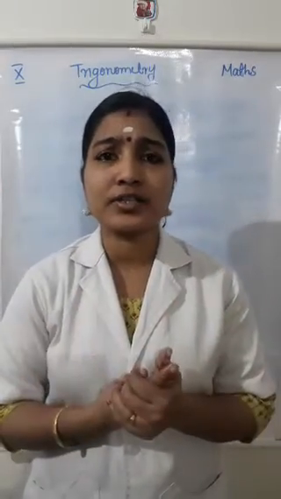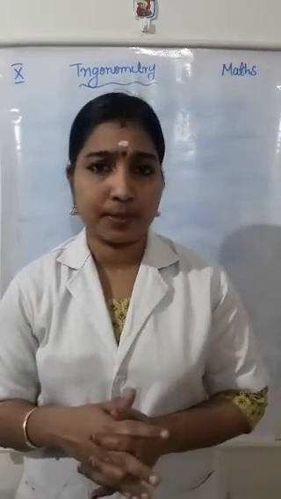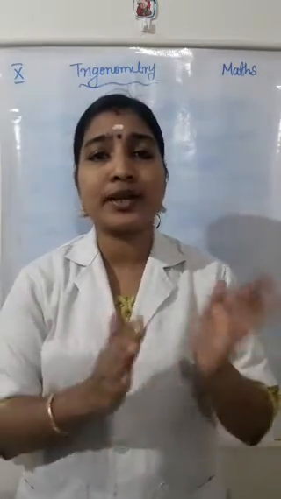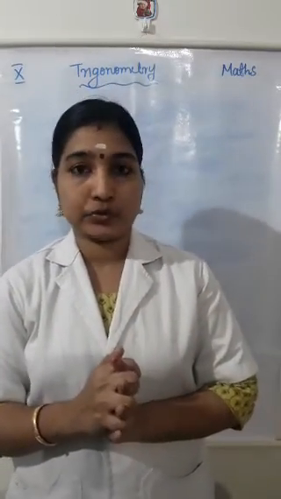How can we understand what is a hypotenuse? The side opposite to the right angle is called the hypotenuse. Okay.